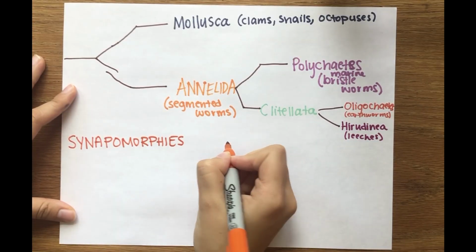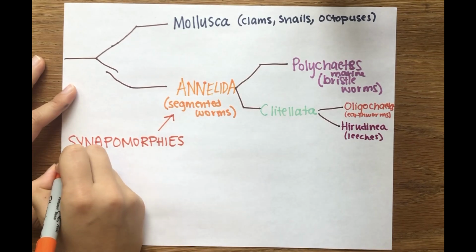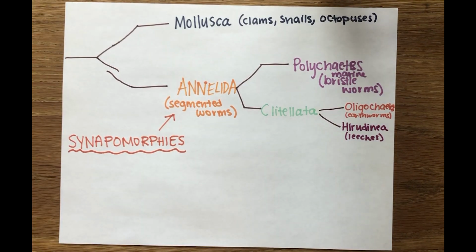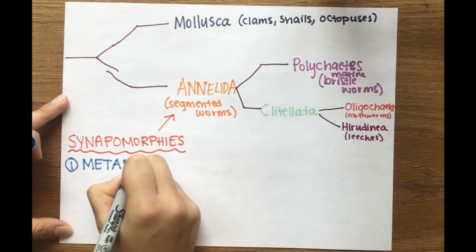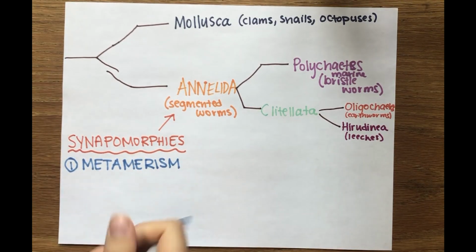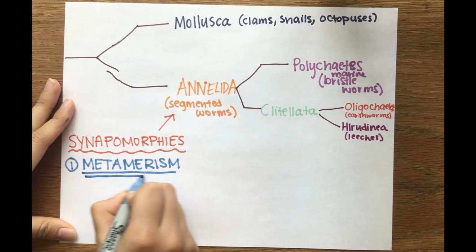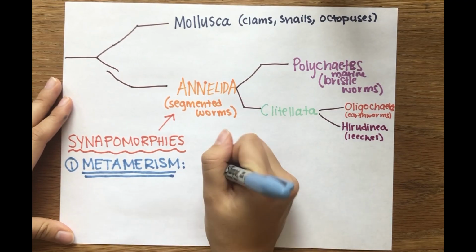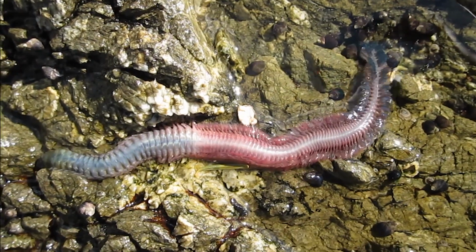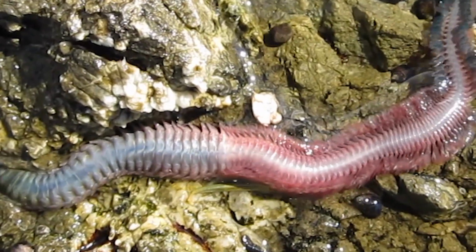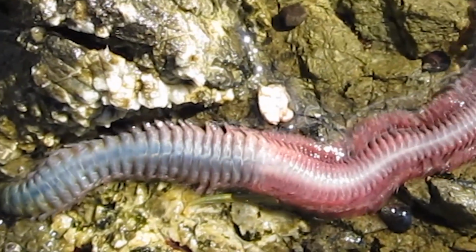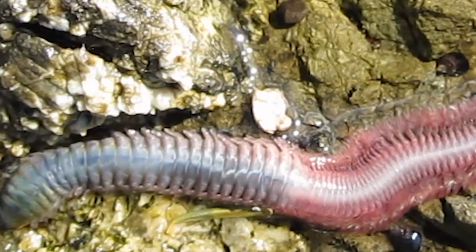Synapomorphies are distinguishing characteristics of a phylum or group of organisms. The synapomorphies of annelids are number 1, metamerism. Metamerism is the property of having repeated segments that are similar in structure. Not all repeated segments are entirely alike, as some may perform special functions. But for the most part, in an annelid, each of the segments are pretty much the same.